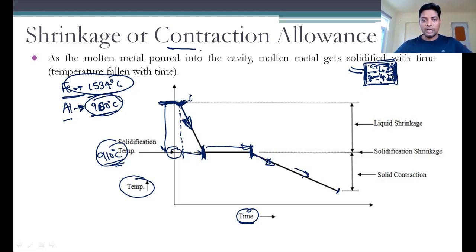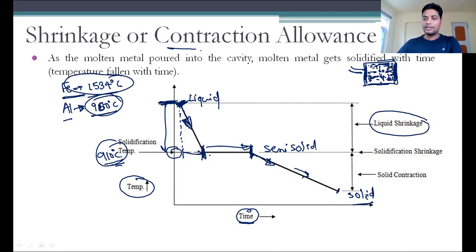Here it is liquid in form, you can say. Here it is semi solid, here it becomes completely solid. Okay, so when there is a conversion from liquid to semi solid, there will be a shrinkage allowance. So that shrinkage allowance is the liquid shrinkage, because it is converting from liquid to semi solid.